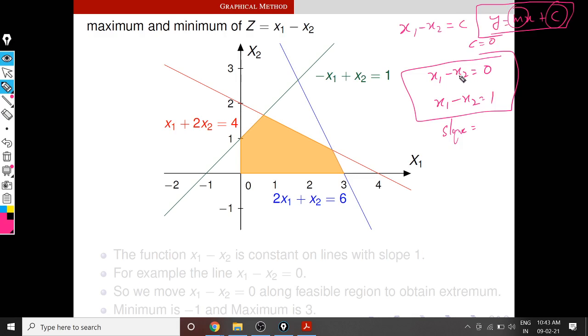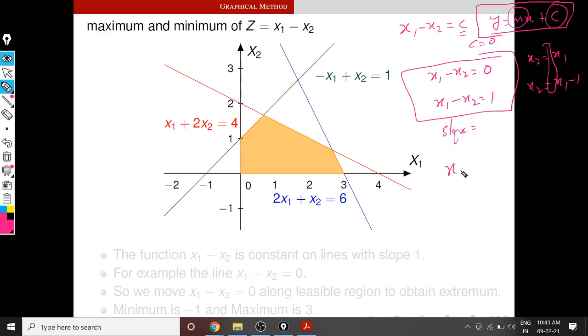Here the role of y is played by x2. So we can write this as x2 equal to x1, and this one as x2 equal to x1 minus 1. So the slope is 1. If you choose a c, then the objective function x1 minus x2 is constant on such straight lines, meaning straight lines with slope 1. You take a straight line with slope 1.